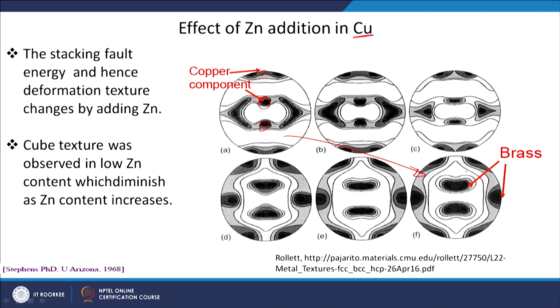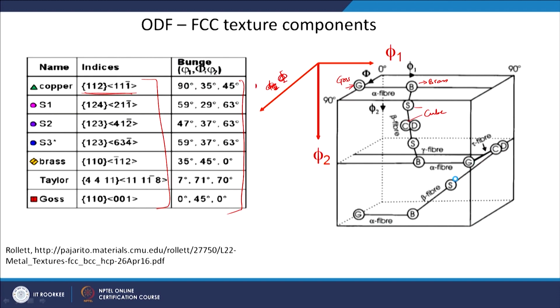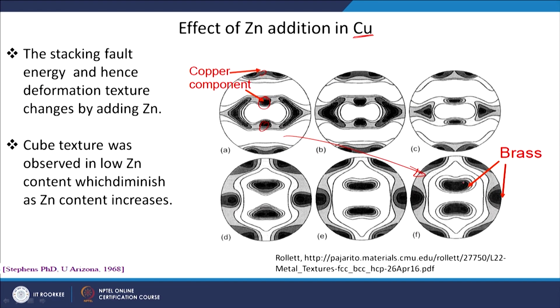It is getting concentrated and giving rise to a brass component, which is what we discussed in the previous slide. This is my brass component, and it is becoming strong with the addition of zinc in the material. The reason for this change is that when you add zinc, the stacking fault energy changes, and because of that the texture component changes, as you will have a different deformation mechanism. So, there is also an effect of the alloying element on the texture component.